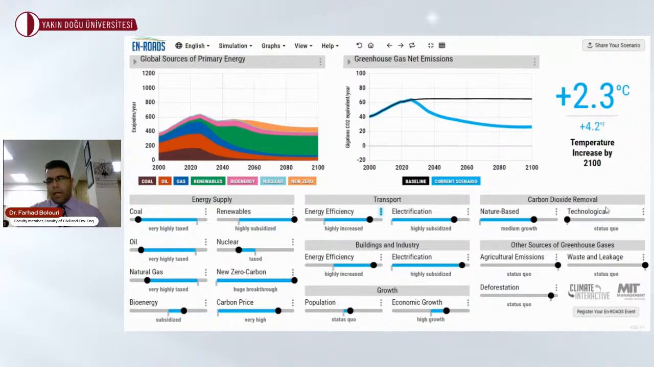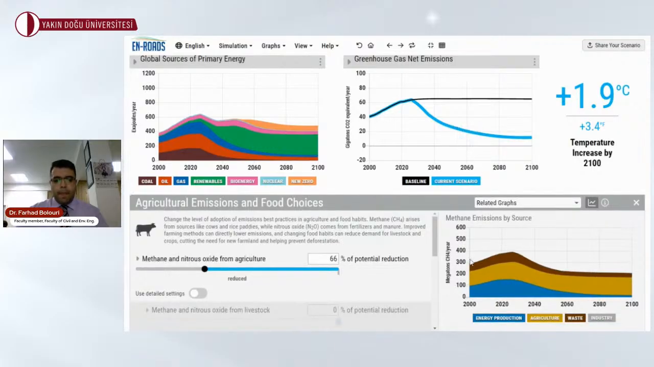Also about the carbon dioxide removal, we say, okay, we will increase our technological part. We will decrease our waste and leakage. We will decrease our agricultural emissions. And what is important about the agricultural emissions is methane gas. Why is it important? Because, you know, on earth, the main source of methane, or CH4, is from the cows and the other animals that we are producing for our food.